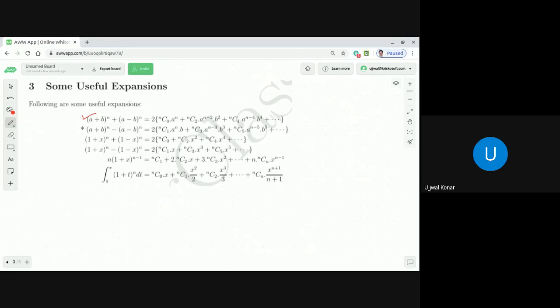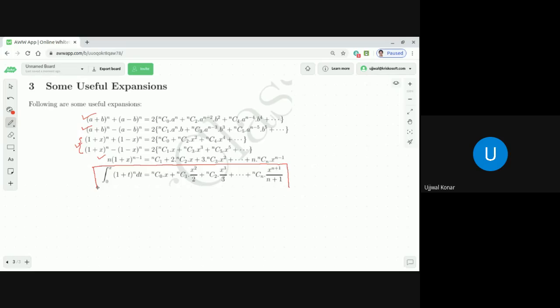Now, these are special cases: if you replace a by 1 and b by x, we are going to get the next two expansions. Clear, dear students? And one important point, which you can always find out, is n into (1 plus x) power (n minus 1). And the last one, I actually give the expansion in terms of the definite integration, as you see here: integration 0 to x of (1 plus t) power n dt.